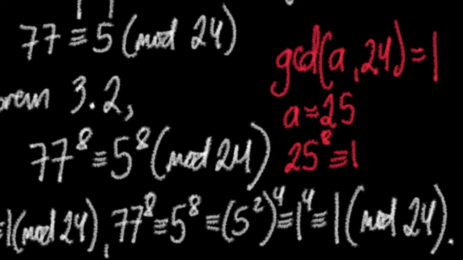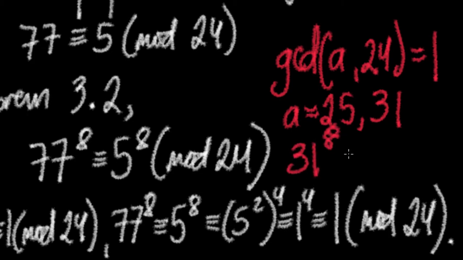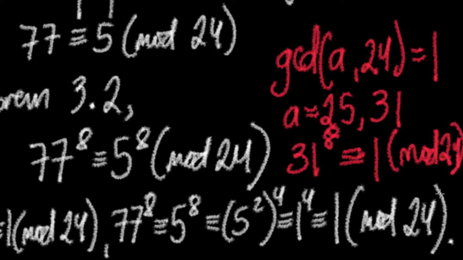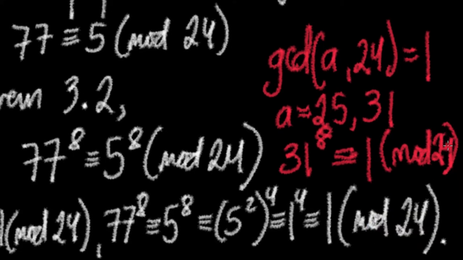Likewise, say for example a is 31, which is prime. Clearly, the GCD of 31 and 24 is equal to 1. So therefore, we can also say that 31 raised to 8 is congruent to 1 mod 24. And this is not restricted to these numbers. We can use any number provided it's relatively prime to the mod, which is 24. So that's the power of Euler's theorem.